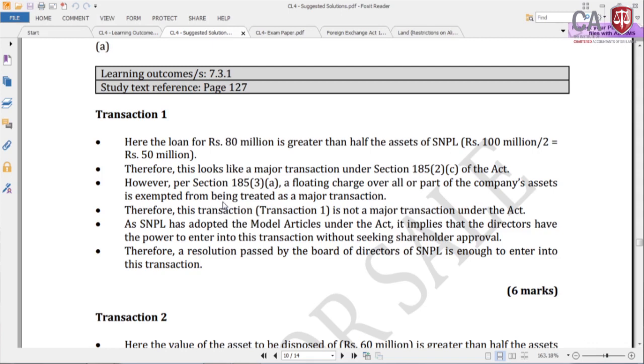So now, as SNPL has adopted the model articles under the Act, it implies that the directors have the power to enter into this transaction without seeking shareholder approval, because this cannot be considered a major transaction. That is the reason. Therefore, a resolution passed by the board of directors of SNPL is merely enough to enter into this transaction, and the directors do not have to seek shareholder approval there.